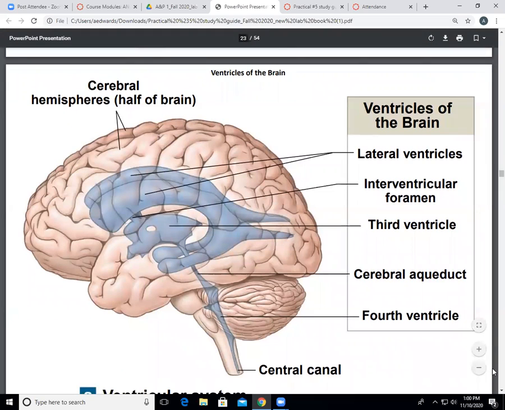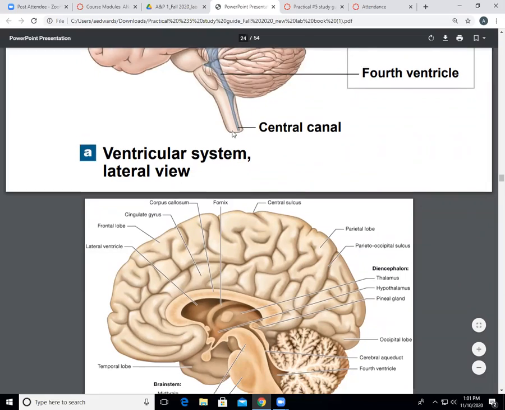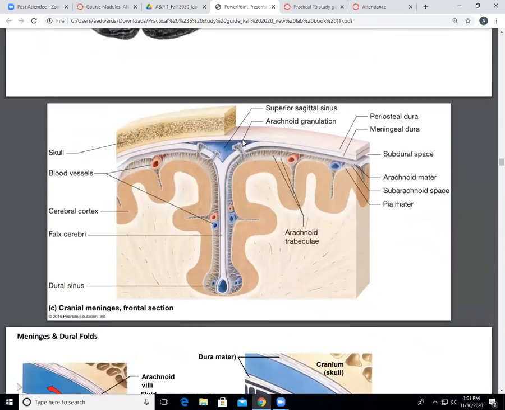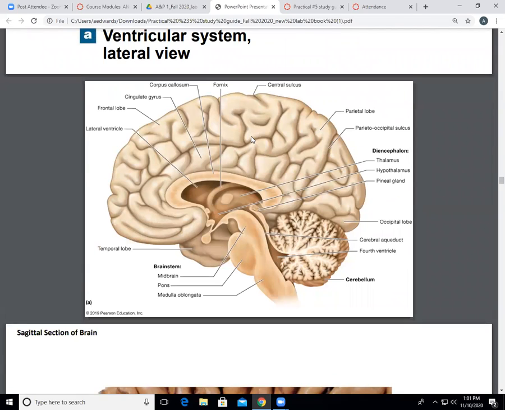So back, I think where Timmy is, let's see, it looks like we've got those ventricle models there, but you can see those in a few minutes, okay? All right, lateral ventricles, interventricular foramen, third ventricle, cerebral aqueduct, fourth ventricle. Those feed into the central canal. All right, so let's talk about parts of the brain, the meninges and dural folds, and your ventricles. You can do that with your partner. You can do that at home as well.